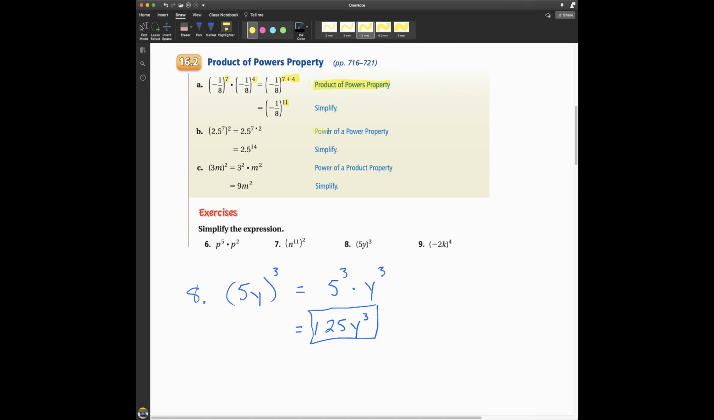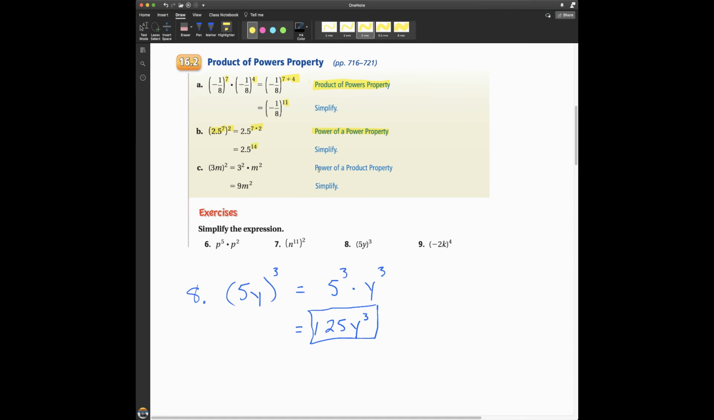The next one is the power of a power property. So I have a power and I'm raising it to a power. And when I do that, I multiply the exponents. So I end up with 2.5 to the 14th power.